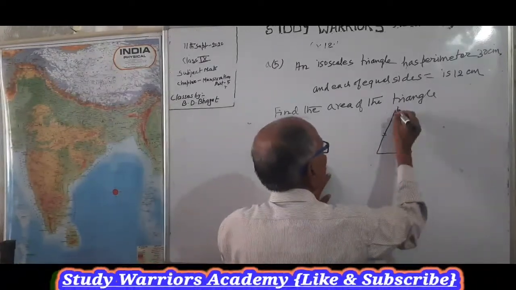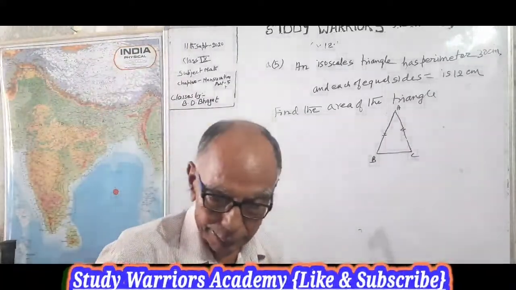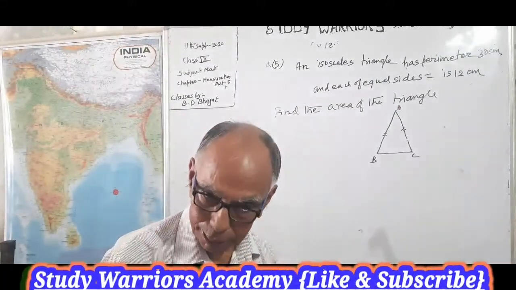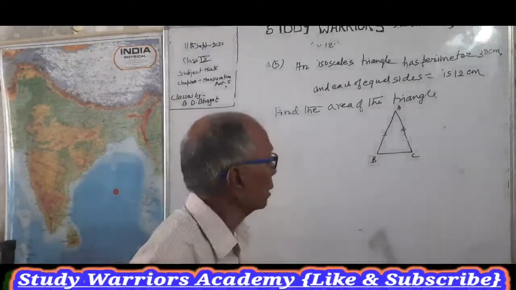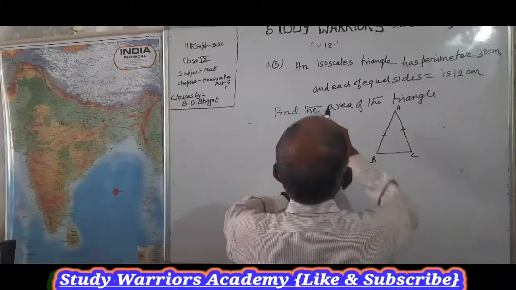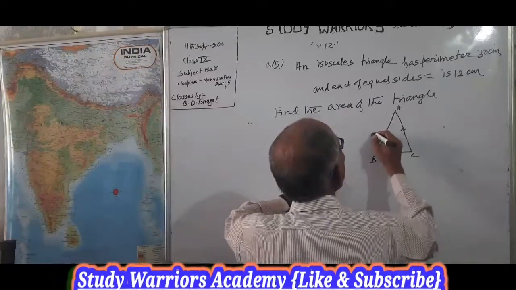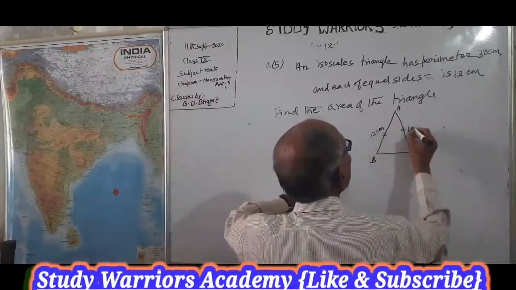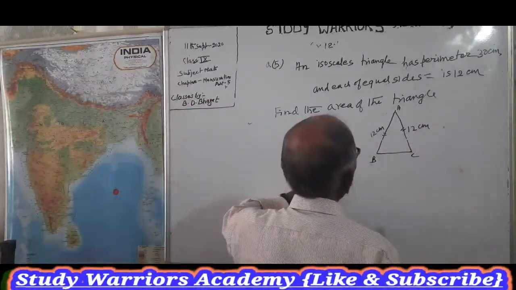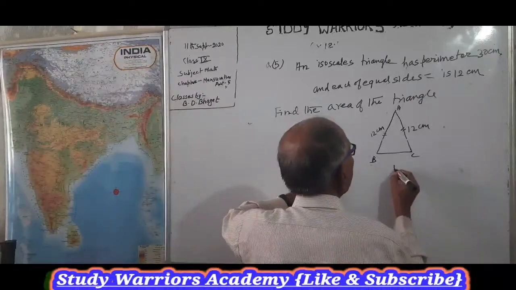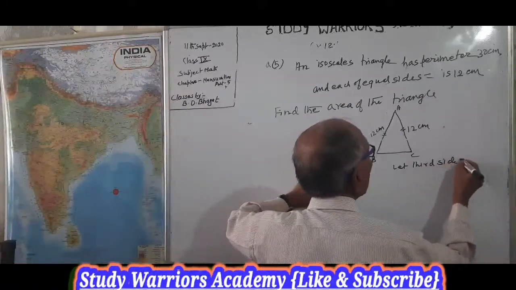Isosceles triangle. First know the meaning. A triangle whose only two sides are equal is called isosceles triangle. So, each equal side 12 centimeter. So, AB is equal to AC, 12 centimeter. This is also 12 centimeter, and perimeter is given but the third side is not given. Let third side be equal to x.